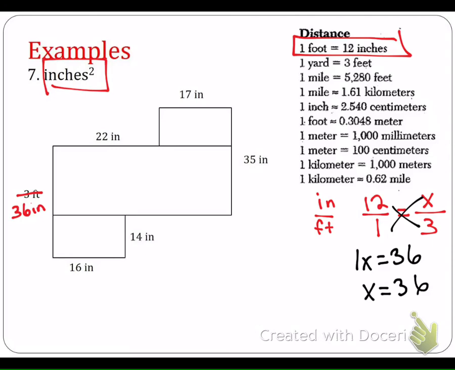All right. Now, there should be at least one rectangle where we know both dimensions. Anybody see it? 16 and 14. What's the area down there? Okay.